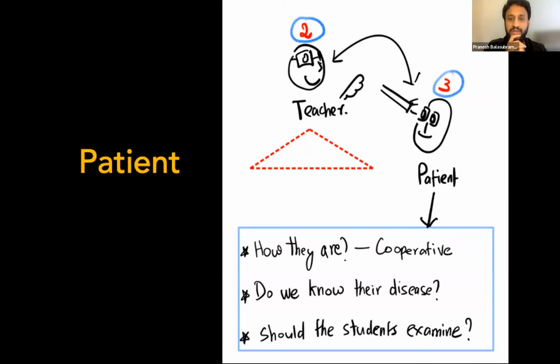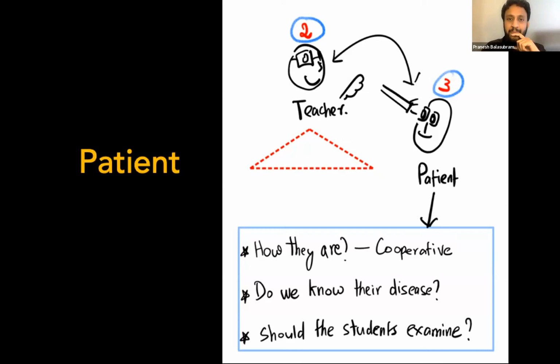So it's important for us to understand who the patient is, how they are. Are they cooperative? Are we seeing a patient who is very sick? Do you think the patient would spare some time to let the students come and see or examine the patient? Can the teaching be done with the patient inside the clinic, or after the patient leaves the clinic? Do we know their disease? Do we know their condition? Do you see the patient in an emergency setting or in A&E, where you can't control which patients you're going to see? Or is it a walk-in, or an appointment system where we know which patients we are going to see?